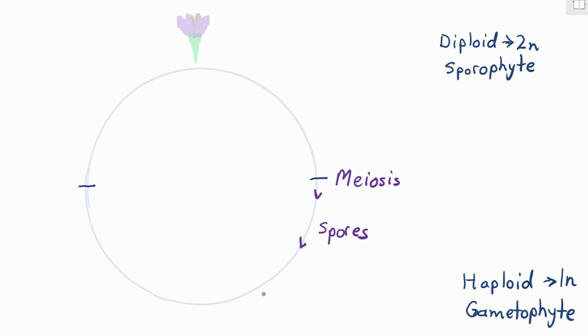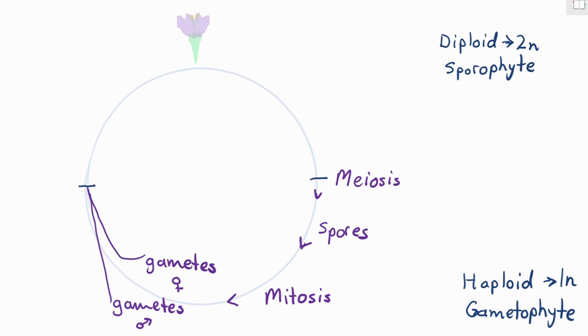And these spores are going to go through mitosis. In mitosis, the ploidy stays the same, meaning that haploid spores will remain haploid. They will have one set of chromosomes. And as the spores go through mitosis, the gametophyte will produce haploid gametes. So you have gametes of the female and of the male. When these gametes from the male and female join, that process will be called fertilization.